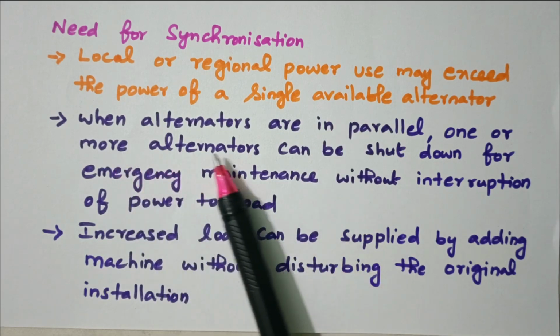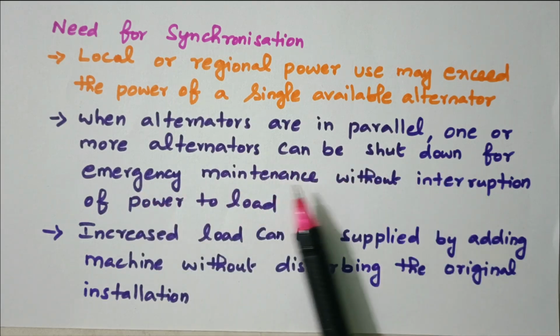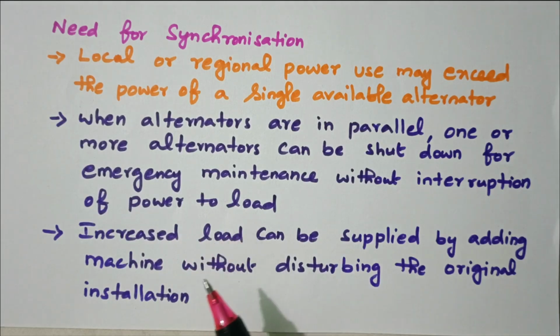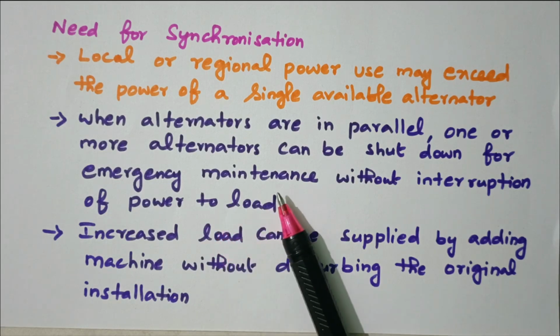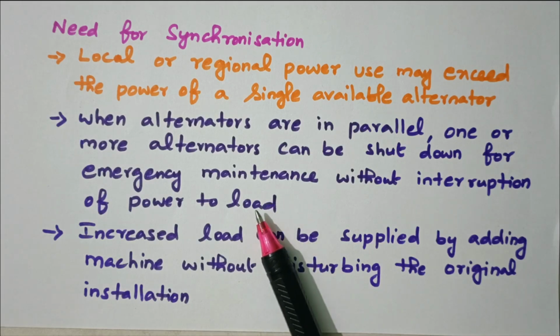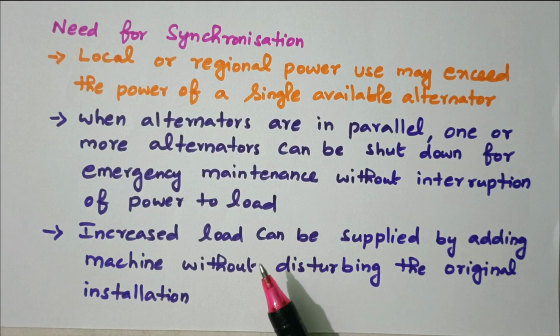Second one, when alternators are in parallel, one or more alternators can be shut down for emergency maintenance without interruption of the power to the load. So when 4 or 5 alternators are connected, if any one alternator needs maintenance, we can shut down that alternator. The other alternators are connected to the bus bar. So that is the second need. If any alternator has an emergency, it can be shut down, and the other alternators will meet the power.